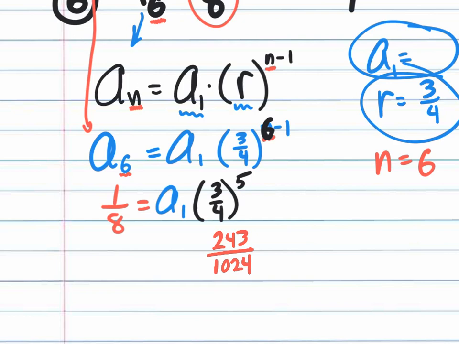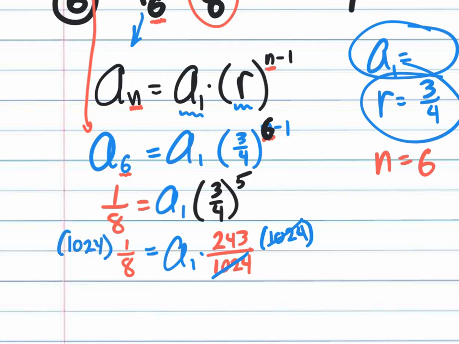Okay, and we still have the times a sub 1 equals 1/8. So let's get the a sub 1 by itself. I need to get rid of this fraction. I'm going to multiply both sides by 1024, which will cause it to cancel. What I do to one side, I do to the other. So that really becomes 1024 divided by 8, and the answer to that is 128.